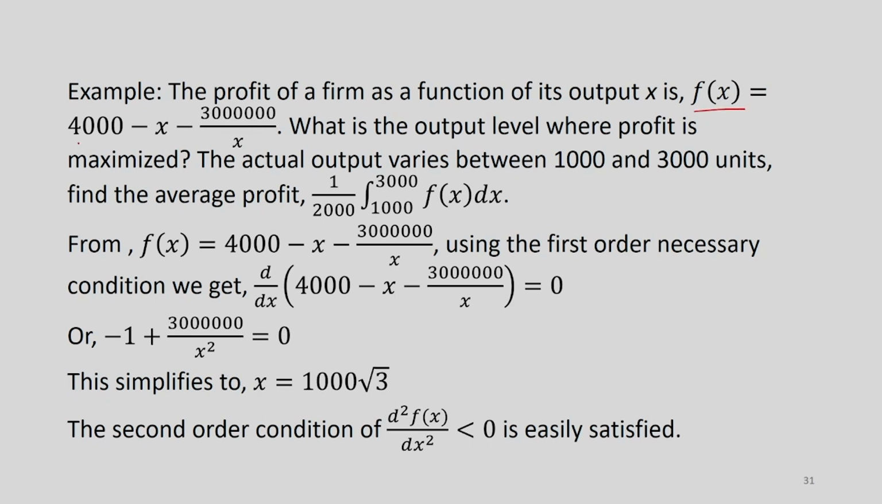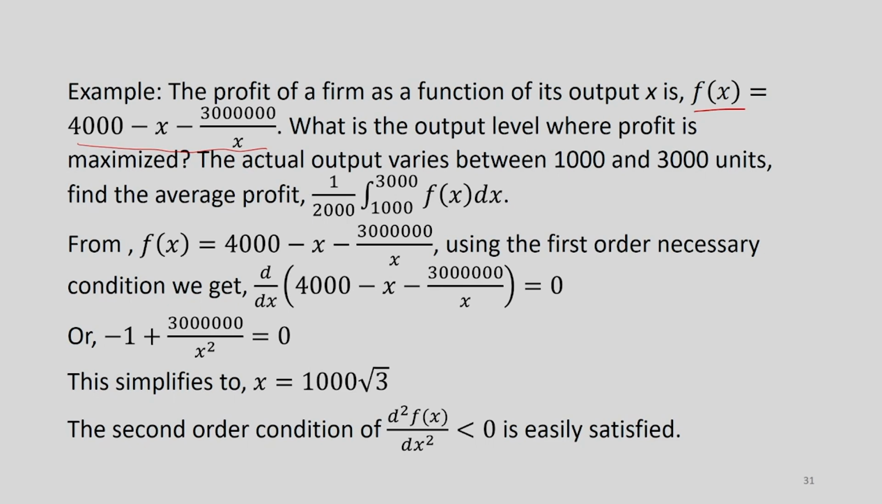And what is f(x)? It is 4000 minus x minus 3 million divided by x. 3 and then 6 zeros, that is 3 million. So this function f(x) is the profit, and x is the output. As you can see, the function is not a very monotonic function. As x rises, it is not sure how f(x) will behave. It might go up, it might go down also.